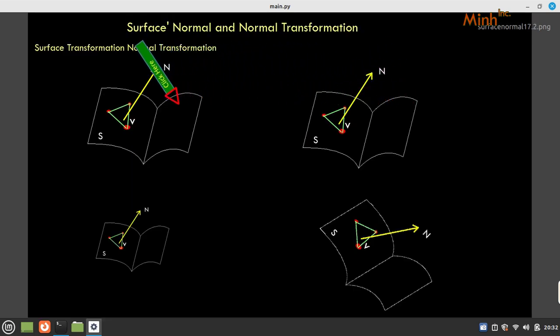What can we do on the surface? We can translate the surface. The surface is here and it is translated to here. The surface can be scaled, now it has become smaller. The surface can be rotated. So three things are possible on the surface: it can be translated, rotated, and scaled.